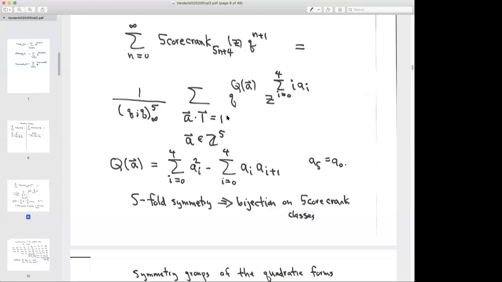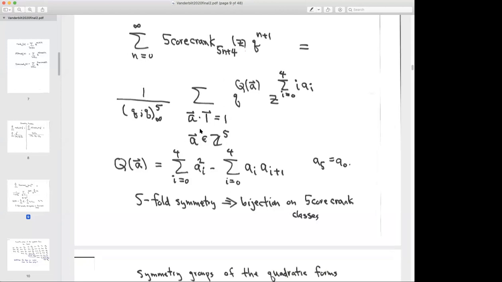So for the 5-core crank, because it's the generating function of a quadratic form, you immediately get bijections for the 5-core crank classes. That comes out for free, which does not come out of these other generating functions. So the lesson here is a more complicated generating function, revealing symmetry. And that's what we were looking for.